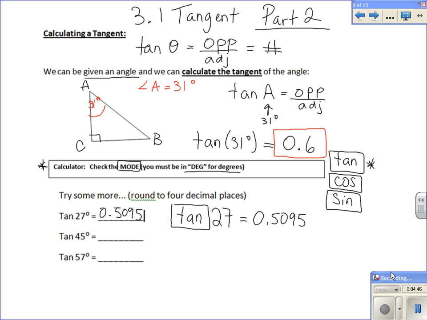Okay, let's try another one. Try these on your calculator. Tan of 45. You should get 1, and most likely you'll get a bunch of zeros. So we can just write here 1.